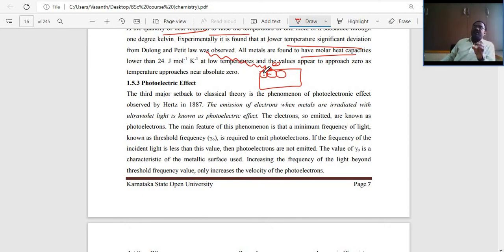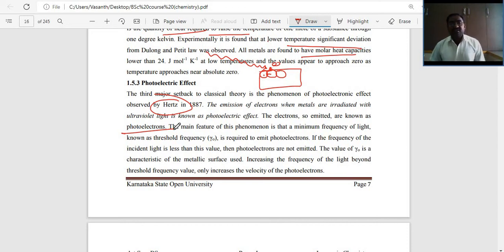The emission of electrons when metals are irradiated with UV light is known as the photoelectric effect. This effect was explained by a scientist like Hertz in 1887. The electrons emitted are known as photoelectrons.